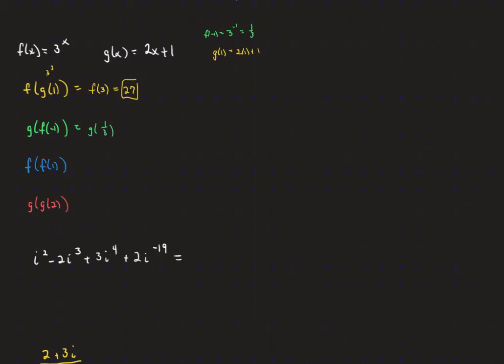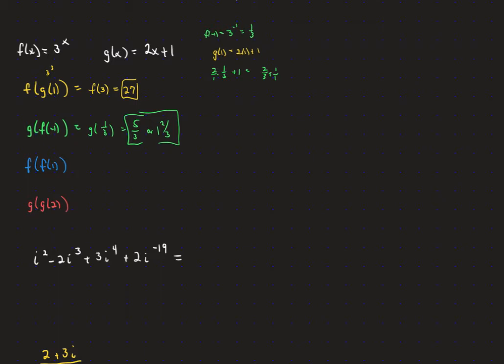So we're going to have to take g of 1/3, and g of 1/3 is going to be 2 times 1/3 plus 1. So that's going to be 2/3 plus 1, and we can either think of that as 1 and 2/3, or we can call it 5/3. Either way is okay.